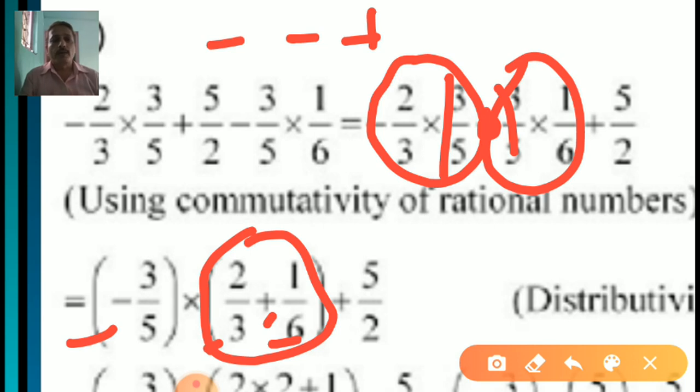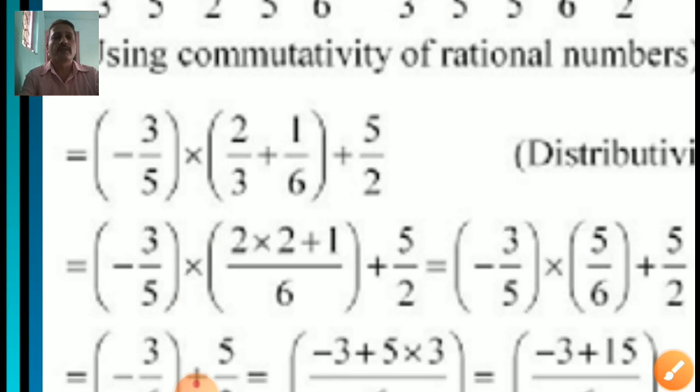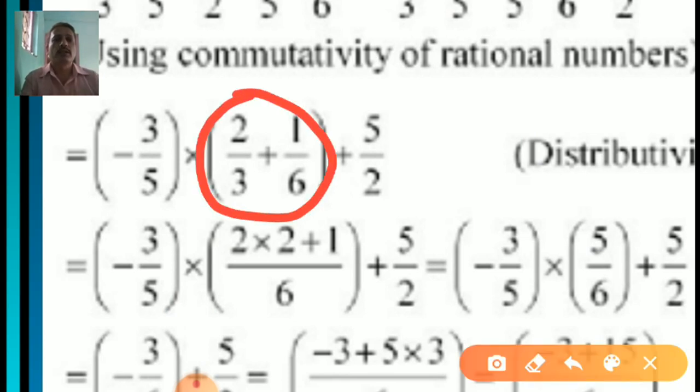Okay. Now, we know what we have to do. We have to simplify these numbers. For simplifying, we have to start from here. These terms we have to simplify. Look at the numbers. First is 2 upon 3 plus 1 upon 6. Both are rational numbers because these numbers are shown as P upon Q. Very good, student.